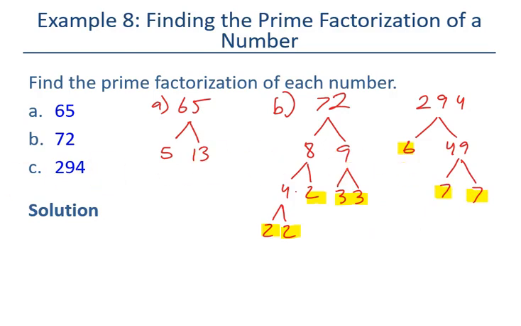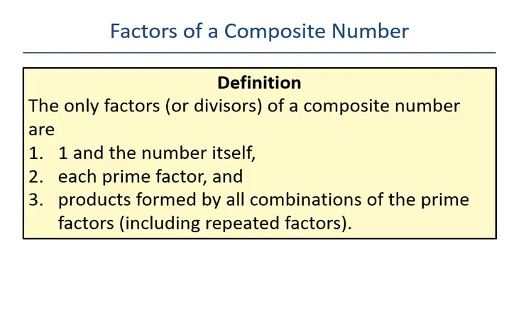All right, let's continue on. Factors of a composite number. The only factors or divisors of a composite number are 1 and the number itself, okay, we learned that, each prime factor, and products formed by all the combinations of the prime factors, including repeated factors. This one I just kept as their example, just so I can show you.